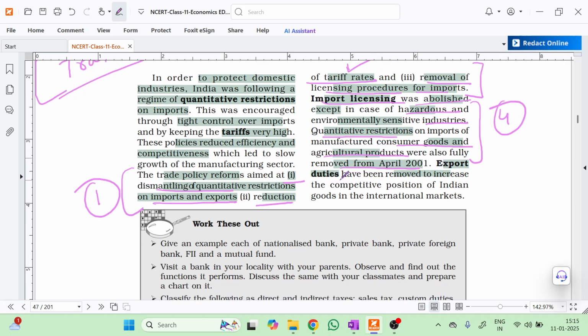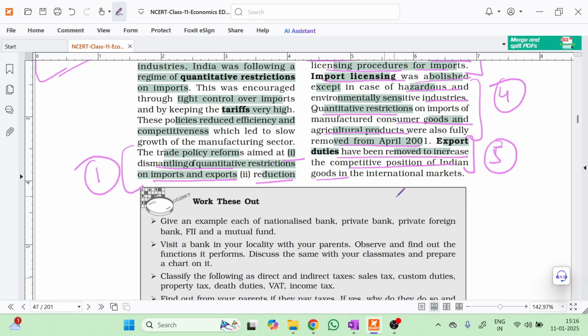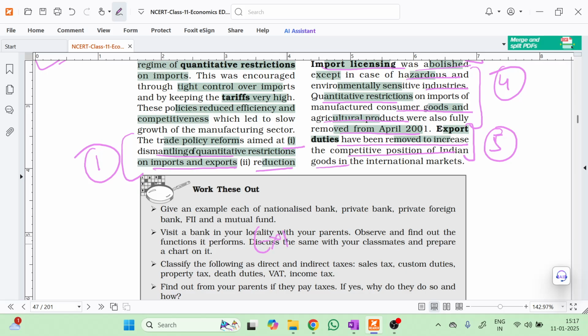Then export duties have also been removed to increase the competitive position of Indian goods. This was the fifth aspect of trade policy reforms. So there is another concept here, export duty. Export duty is like an export tax, just like the import tax we discussed earlier.